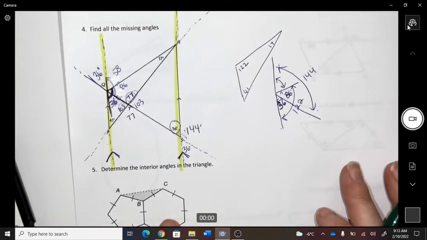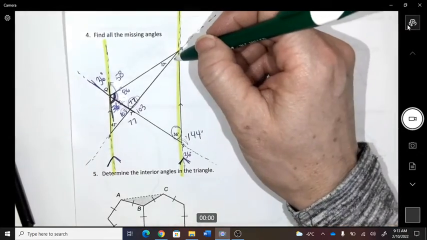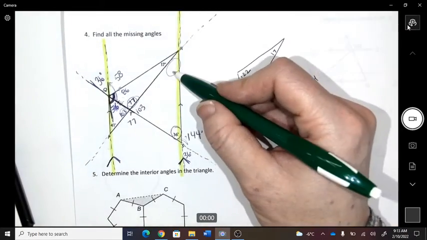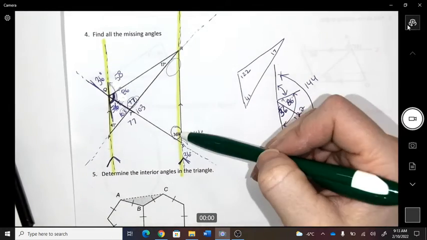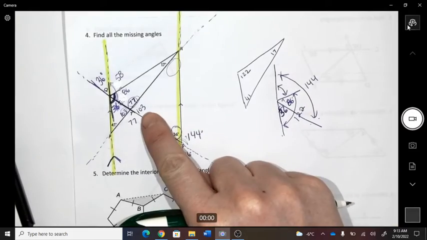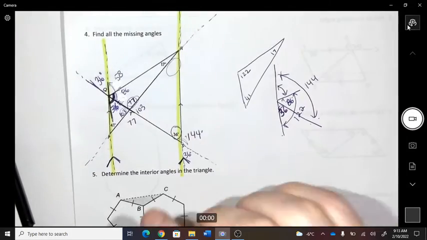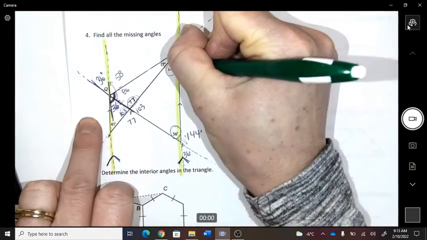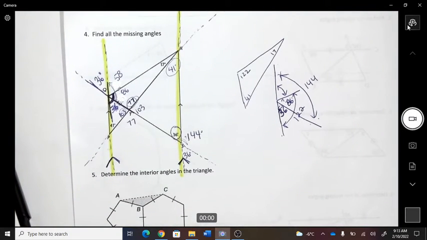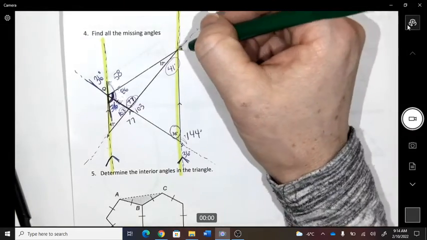Okay, you know what I could do now? I think I can get this angle right here. Do you see how I could do a triangle with a 103, a 36? So that corner would be 41.